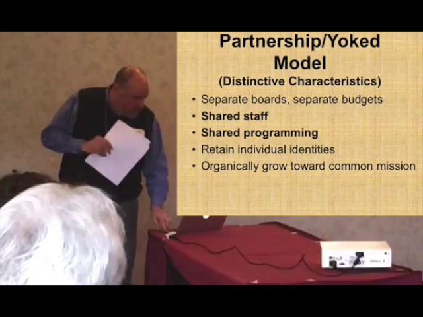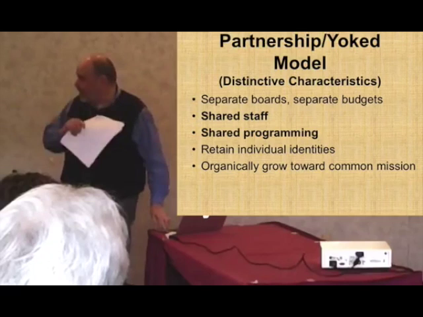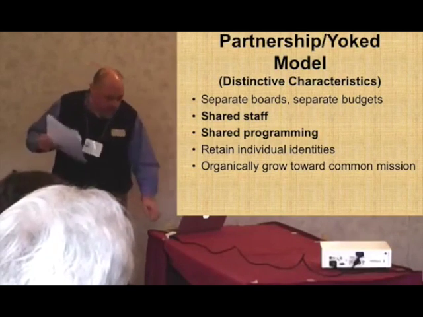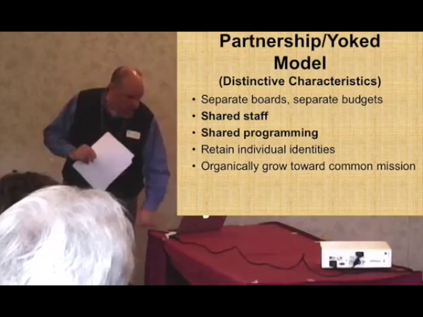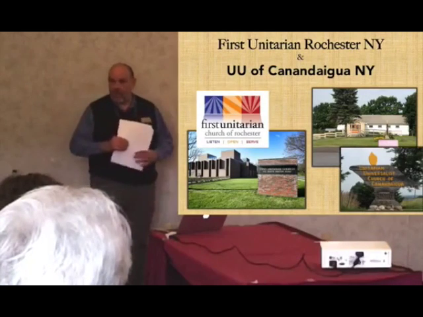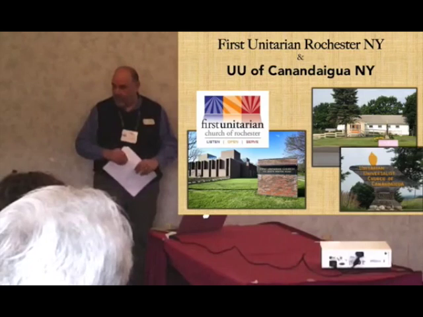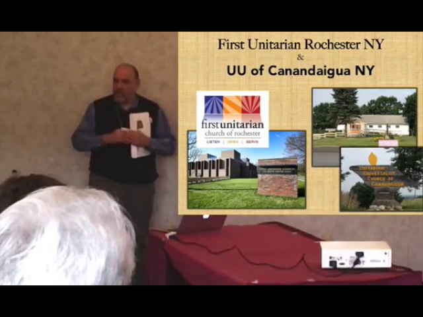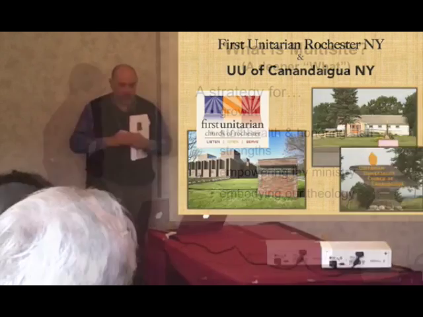And the example of that, and we added this piece to show that it can grow toward a common mission once the two congregations start working together. The example of that would be First U Rochester and Canandaigua, which some of you are intimately familiar with. An example of a yoked congregation, and you might, as we go through our time together, maybe speak to that and how well that's working.